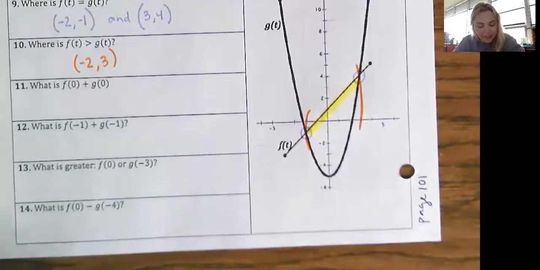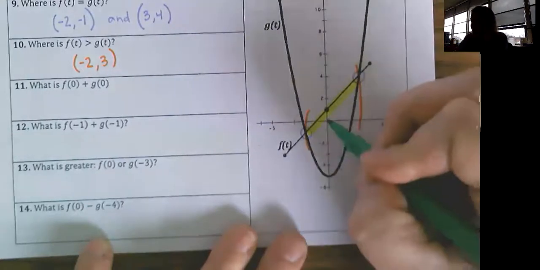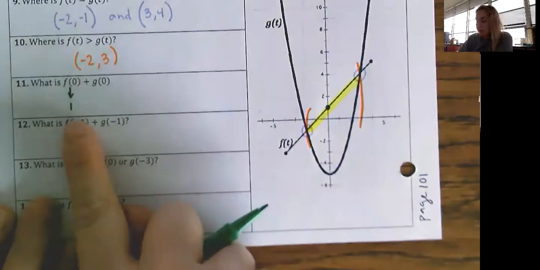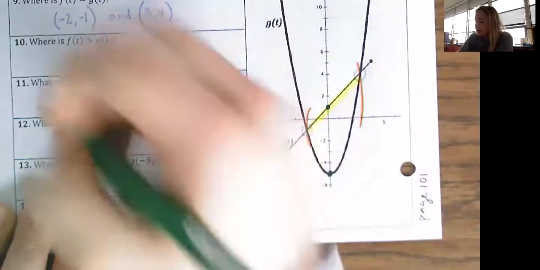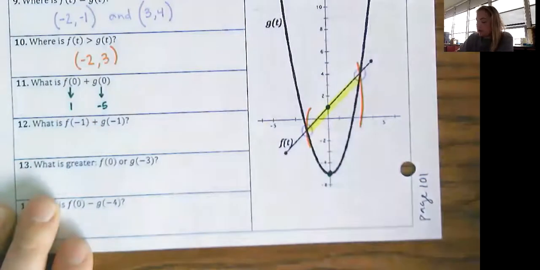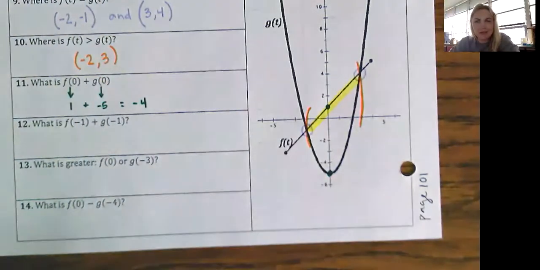Okay, what is f of 0 plus g of 0? Let's find where 0 is. If I find f of 0, it is this dot right here. That is up one space. So I'm going to call that a 1. F of 0 is a 1. Then g of 0, well, I have to go down to -5. Down 5 spaces. So f of 0 is 1. G of 0 is -5. And when I add those together, I get -4. And that's my final answer. Pretty crazy. Not really that crazy, actually.